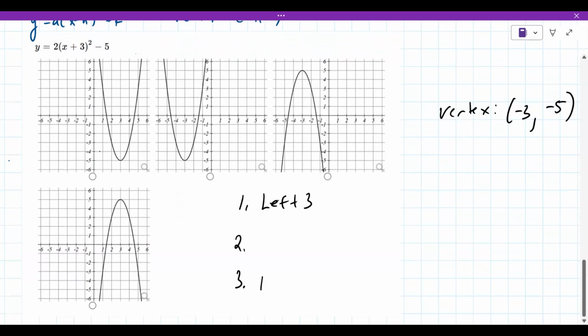and then down 5. And the order matters. The order really does matter here, especially in more complicated problems. This 2 is exactly what you said, vertical stretch. You've got to say both vertical and stretch, because there's also a compress.